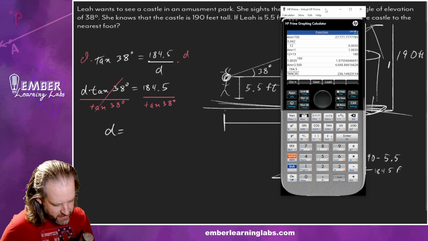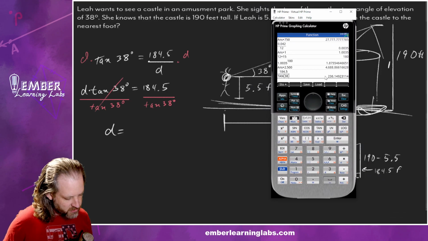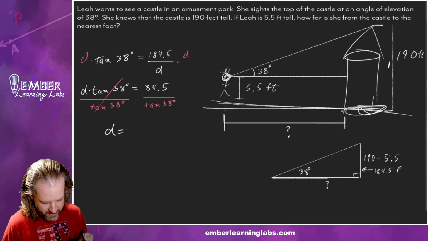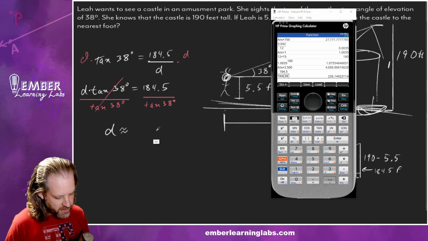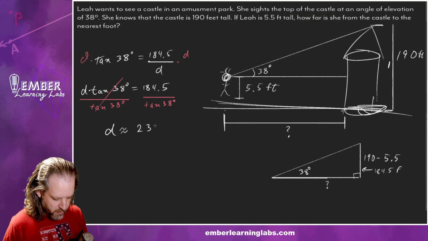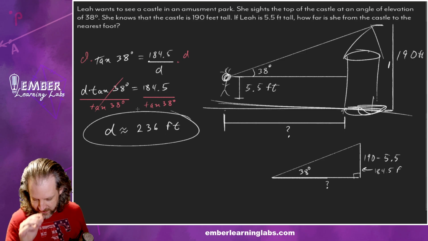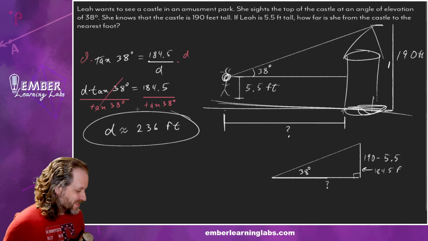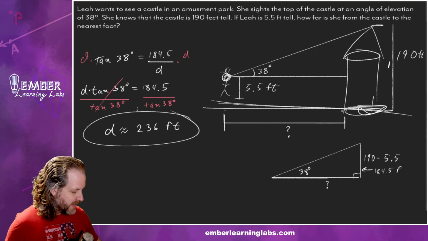So we're supposed to round to the nearest foot, probably. Yes, to the nearest foot. So d is approximately equal to 236 feet. All right, that's pretty easy peasy, right? And that's how the rest of these are going to go as well. So let's do the next one.